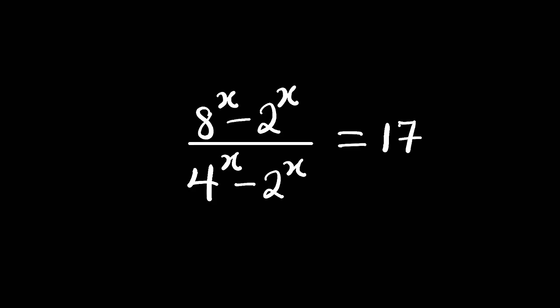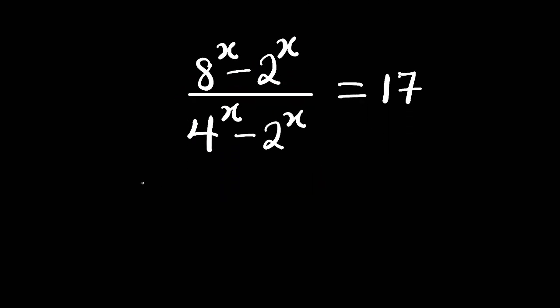Before we start, I would like to remind you something about equivalent fractions. If you have a fraction, for instance 1 divided by 2, whatever number you use to multiply or divide the numerator will be exactly the same number to multiply or divide the denominator, and the fraction remains equivalent. So we are going to apply the same principle here. I would like to divide the top and the bottom by 2^x. So let's do that. The top is 8^x - 2^x, the whole of this divided by 2^x.